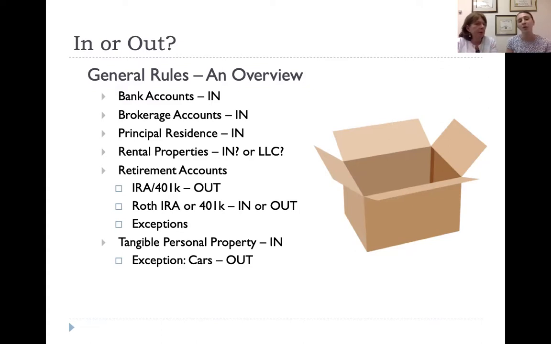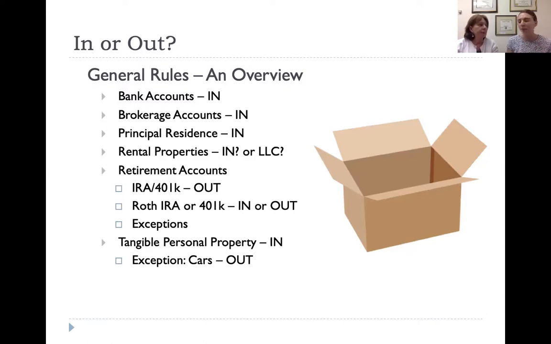Yeah. So last but not least, tangible personal property, like jewelry, paintings, china, silver. Those things we should put into the trust by way of an assignment of personal property. What does that mean? That means that you, as part of doing your trust, sign a piece of paper that says that you are assigning to your trust all of your tangible personal property. But there is an exception to that. Cars we leave out of the trust.